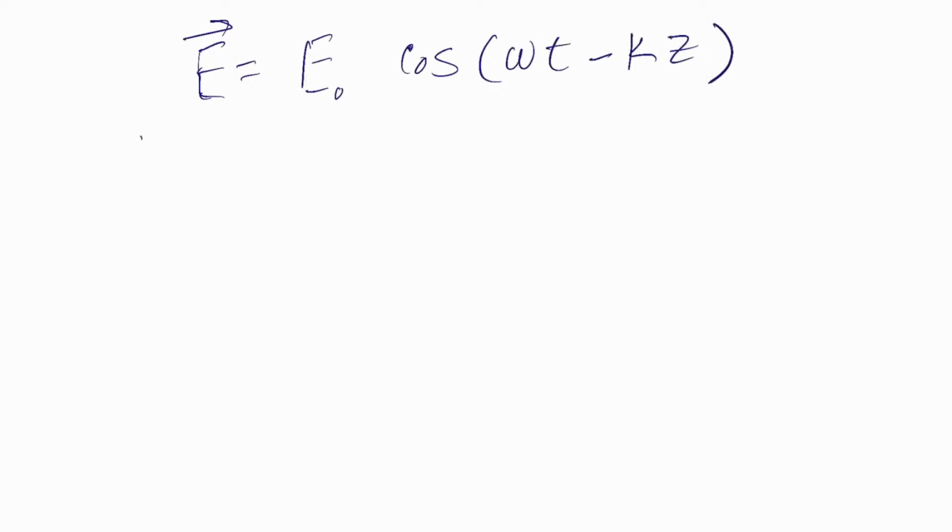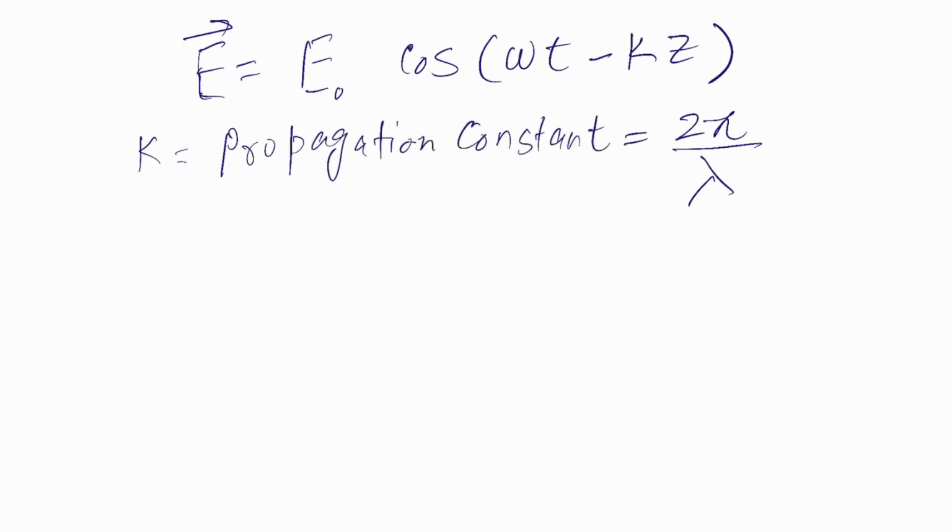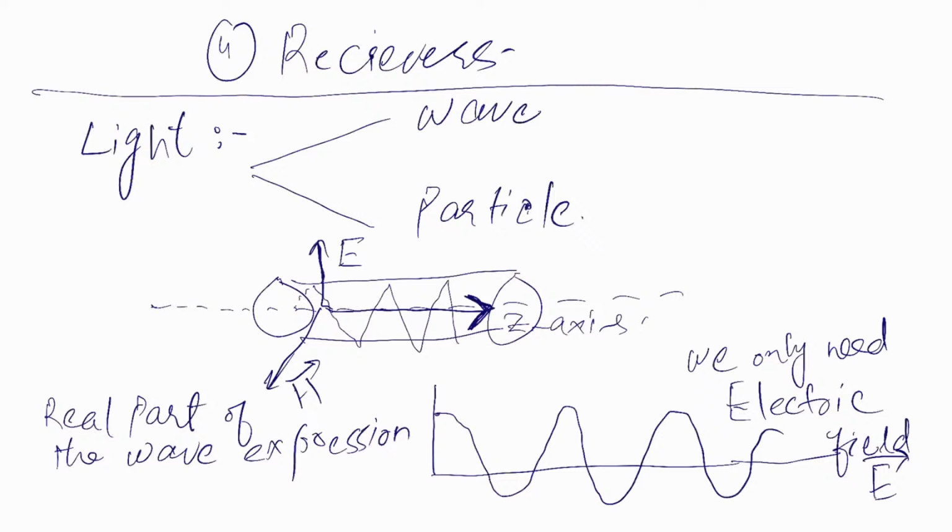Here you have k, which is called the propagation constant, and its value is given as 2 pi over lambda. As I drew this wave here, from one peak to another peak, this is the length of your wave, and this is the time period of your wave, 2 pi. So the phase constant is 2 pi over lambda.